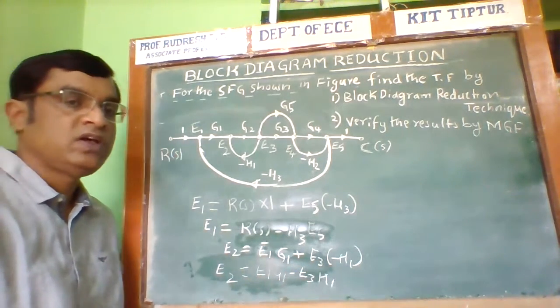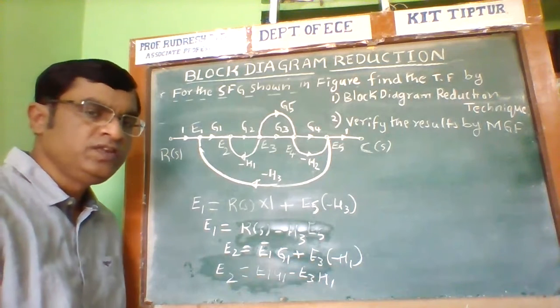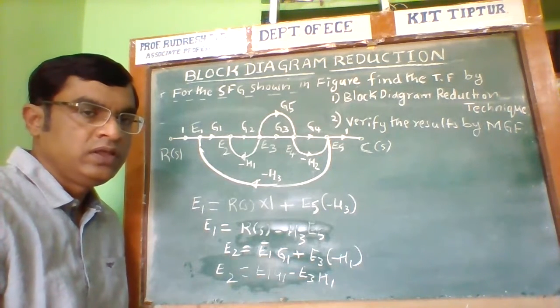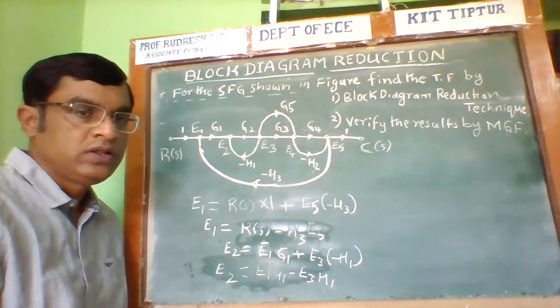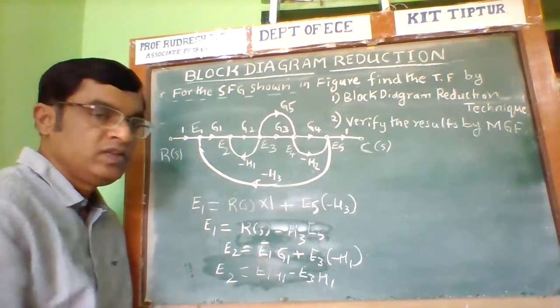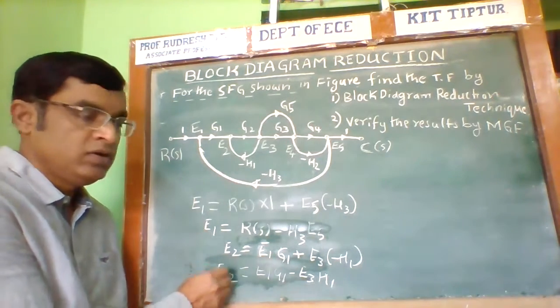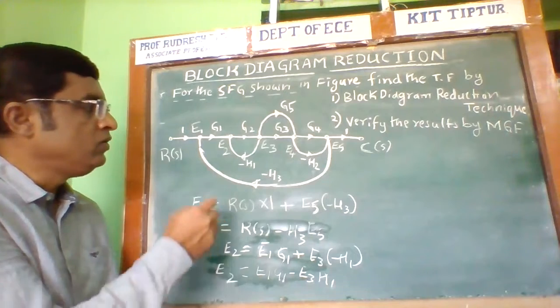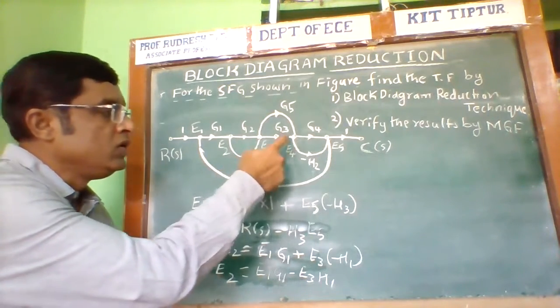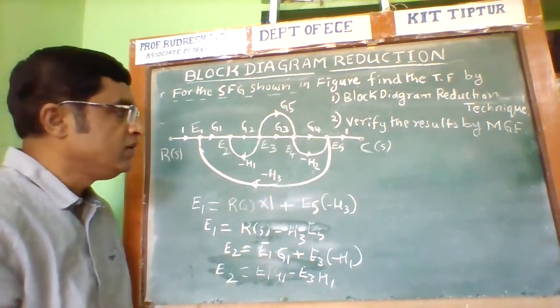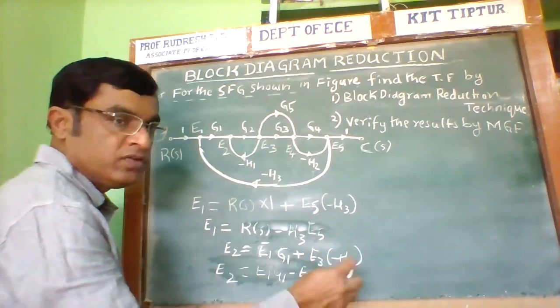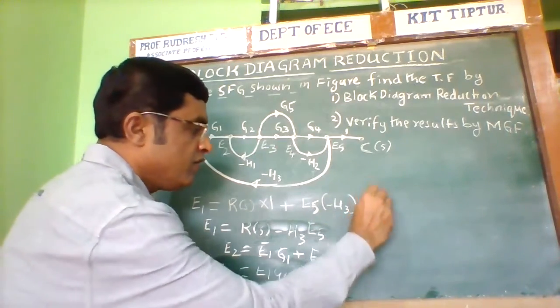These are the signals at these particular nodes: E1 node, E2 node, similarly E3 node, E4 node. Likewise, you need to write the equation for each.